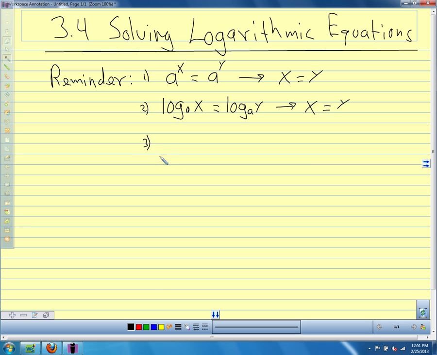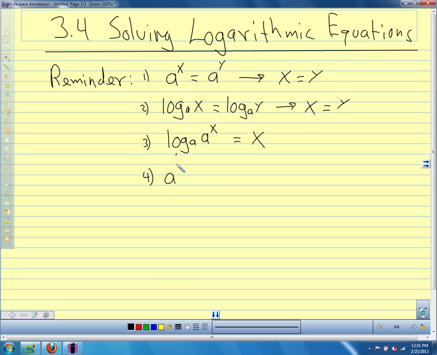Our third reminder is... We talked about this on Friday, so I'm just giving us a reminder because we're going to be using these same things. Log base a of a to the x equals x. So the logarithmic function and the exponential function essentially undo each other because they're inverse functions. And the opposite is also true.